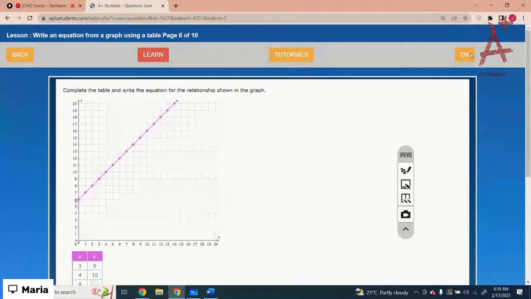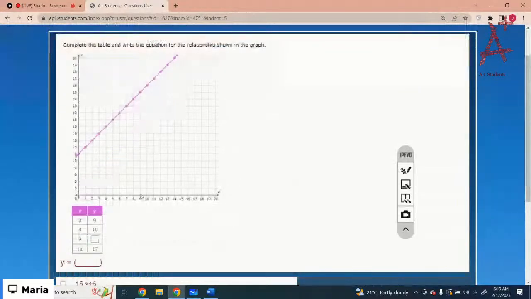Okay, you have to complete the table for x equals 9. Okay, here you have 9. So when x is 9, y is 15. Got it? So what value is added for each value of y? 3 plus what number is 9? 3 plus 6 is 9. 4 plus 6 is 10. 9 plus 6 is 15. And 11 plus 6 is 17. So the correct option is the first one, 15 and x plus 6.